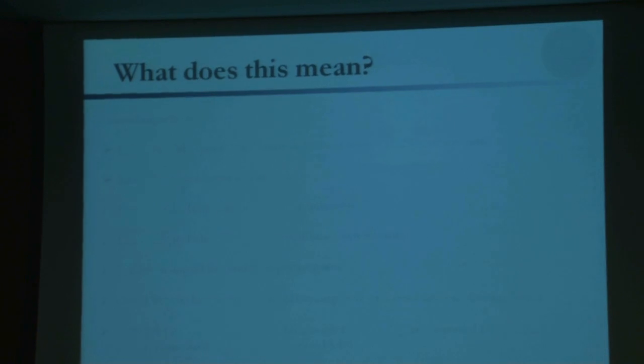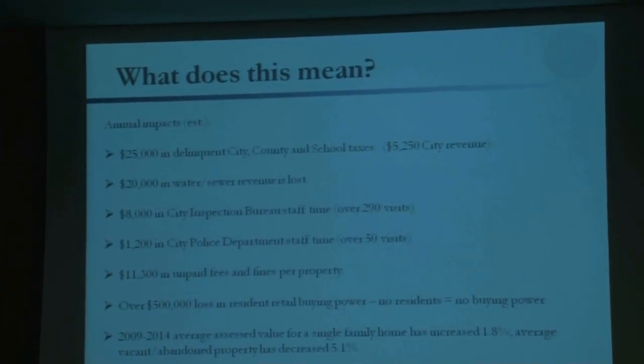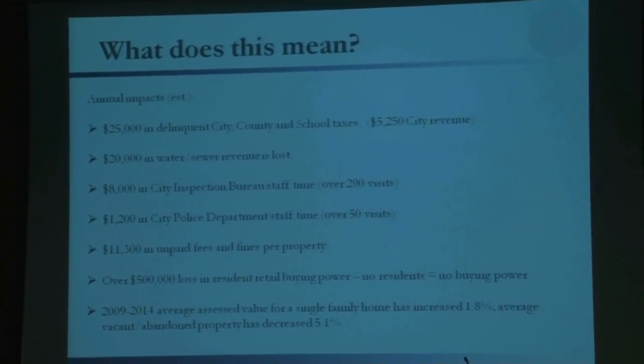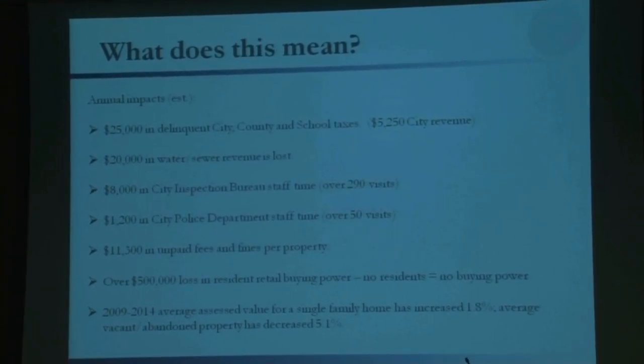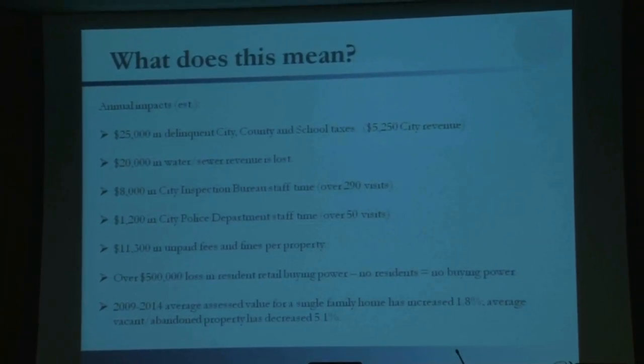So what does this mean? What does it mean, annual impact? And again, this is estimated. You're losing about $25,000 of delinquent city, county, and school taxes. That's about $5,200 a year in city taxes.